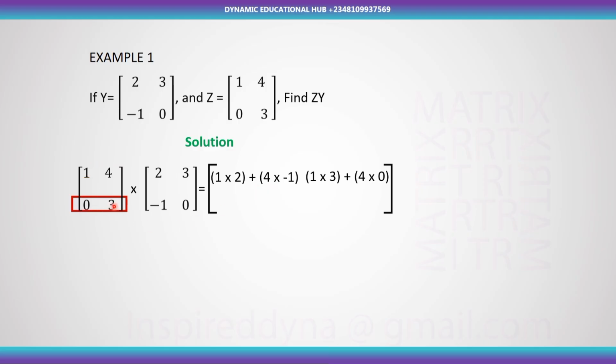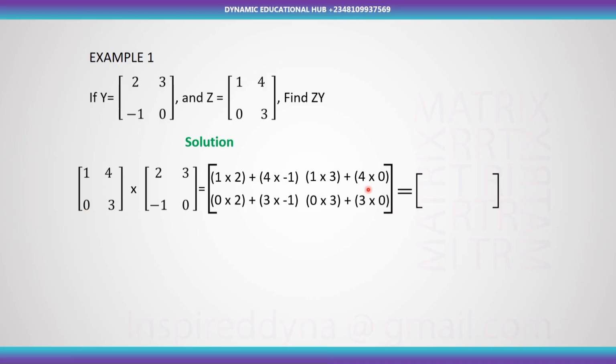We have 0 multiplied by 2 plus 3 multiplied by minus 1. Now we are done with that. Move to the next column. 0 multiplied by 3 plus 3 multiplied by 0. So we are through with that. The next thing is to compute this.